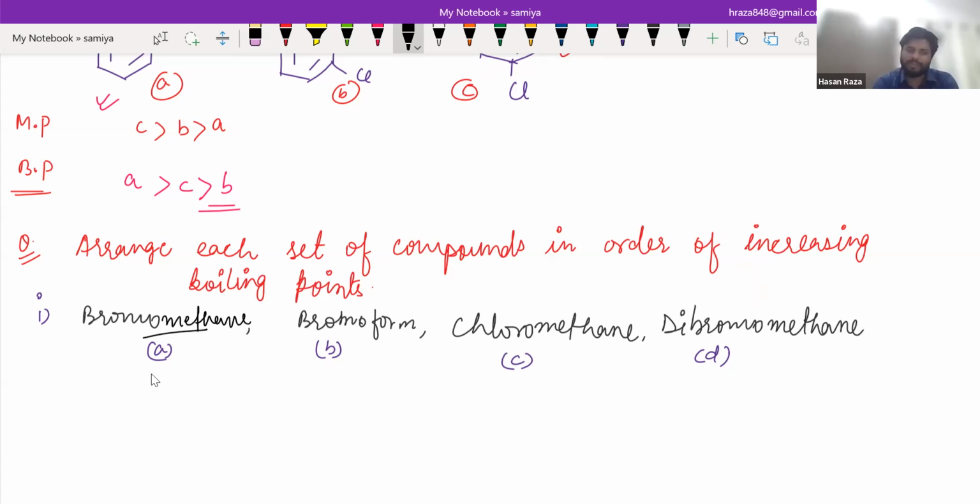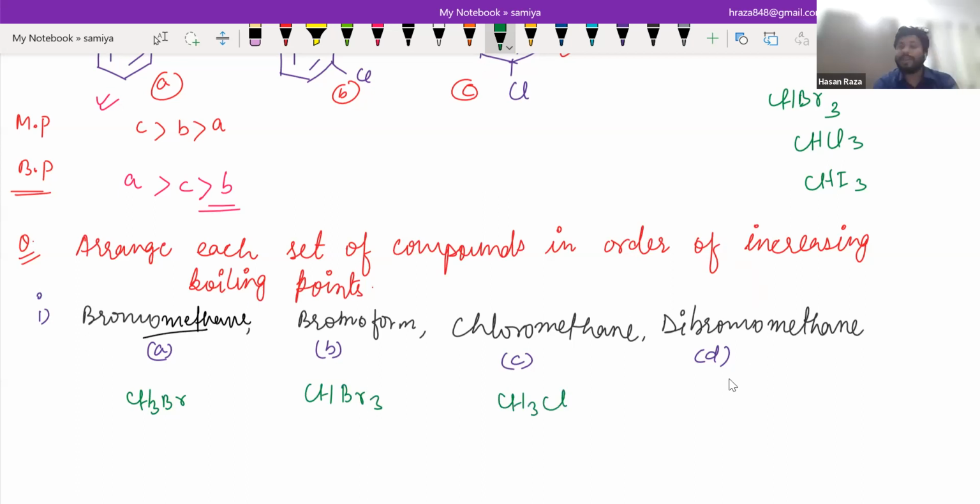That means CH3Br. Bromoform, chloroform, iodoform. Always remember this: there will be three Br. If it is chloroform, that means CHCl3. If it is iodoform, that means CHI3. So bromoform, that means CHBr3. Chloromethane, that means CH3Cl. Dibromomethane, that means CH2Br2.